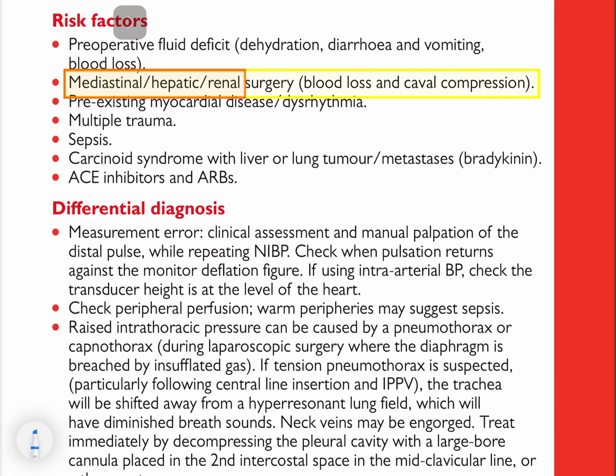Check when pulsation returns against the monitor deflation figure. If using intra-arterial BP, check the transducer height is at the level of the heart. Check peripheral perfusion. Warm peripheries may suggest sepsis. Raised intrathoracic pressure can be caused by a pneumothorax or capnothorax during laparoscopic surgery, where the diaphragm is breached by insufflated gas.